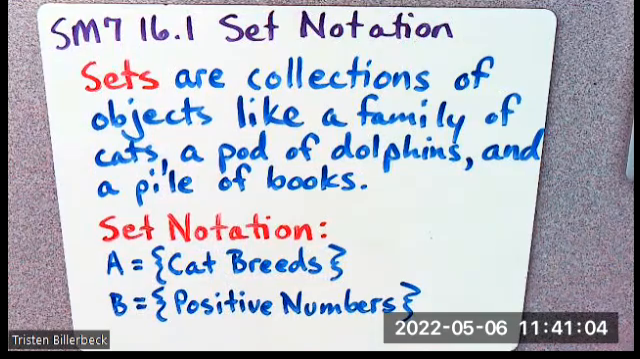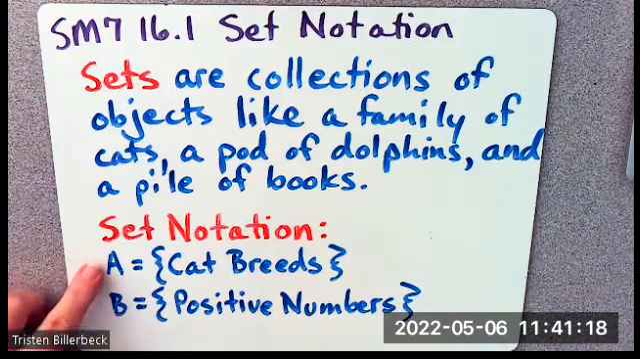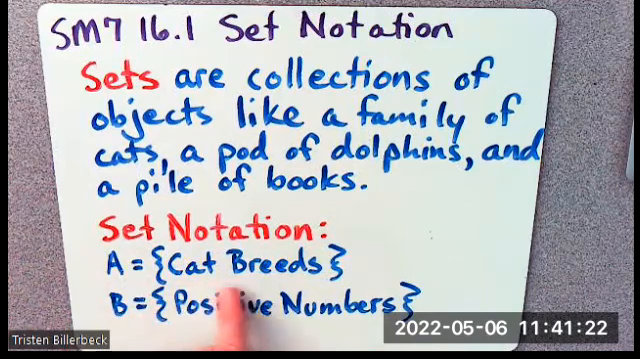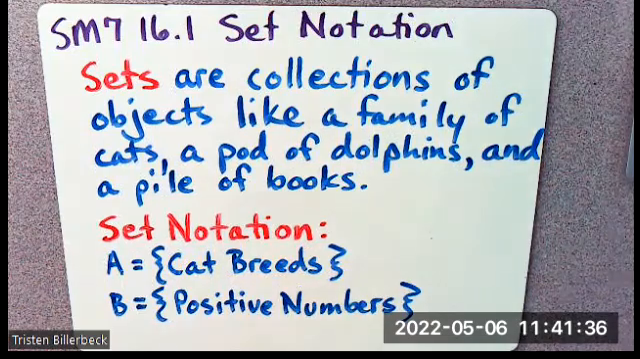Sets are collections of objects, like a family of cats, a pod of dolphins (I adore dolphins), and a pile of books. In set notation, we can write set A equals, using the wavy brackets, cat breeds, end wavy brackets. Set B equals wavy brackets, positive numbers, wavy brackets. That's the way we would designate a set.